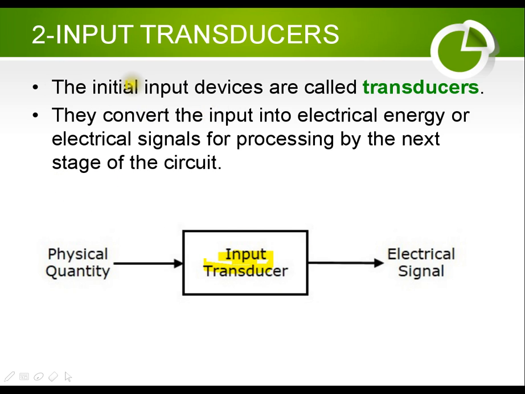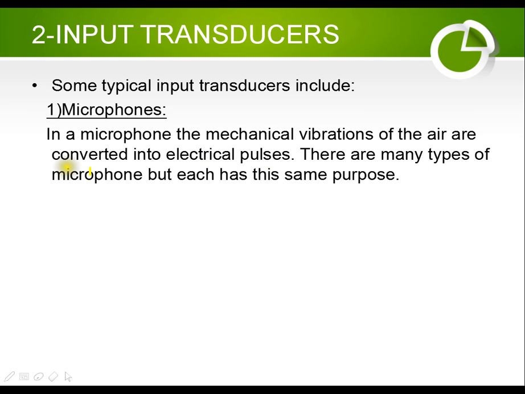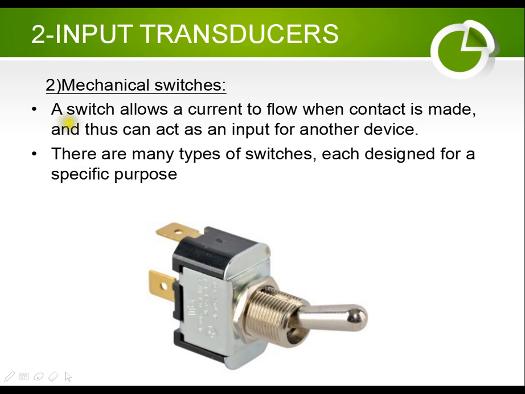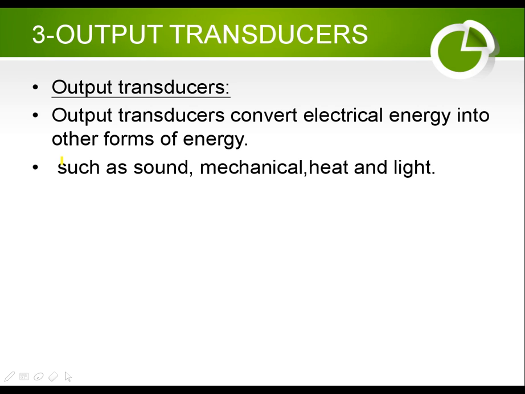The initial input device is called a transducer. As I told you, it converts the input into electrical energy or electrical signals for the next stage. This example I already told you: the microphone. Mechanical switches are the same. A switch allows a current to flow when the contact is made. A mechanical switch is like the switches in your room, and this is a toggle switch, an example of a mechanical switch.